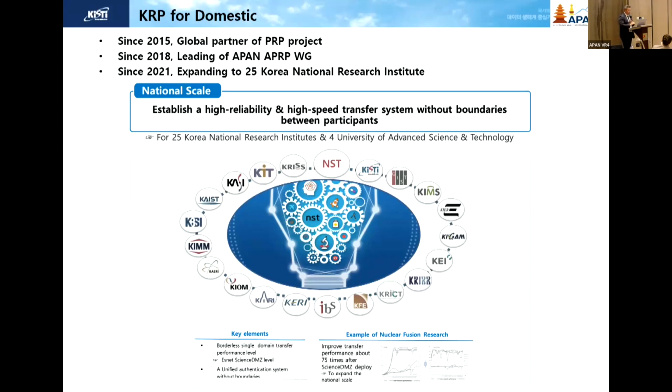The strategy of these plans: the first one, step 1, is building the dedicated science big data transfer and AI computing environment, which means expanding the KRP. Step 2 is supporting safe, single domain transfer performance, which means without any boundaries between them. And step 3 is covering 20 national research institutes and the 4 universities of advanced science and technology.